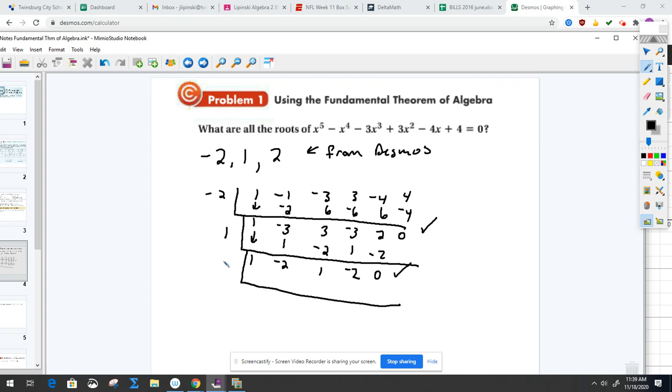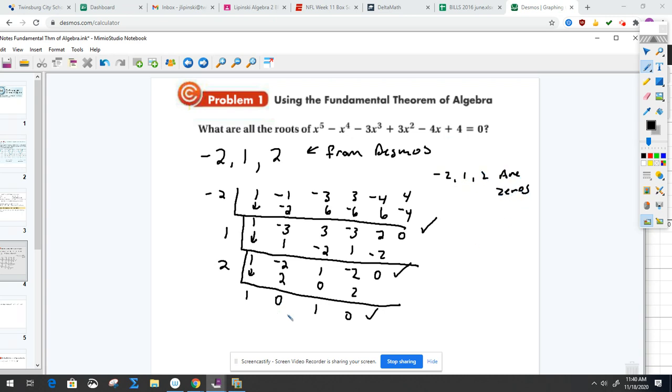Okay, I'm going to do synthetic division again. Drop the 1, multiply, add, bam. I got a remainder of 0 again. So now I have no more zeros to try. I have just proven that -2, 1, and 2 are zeros.